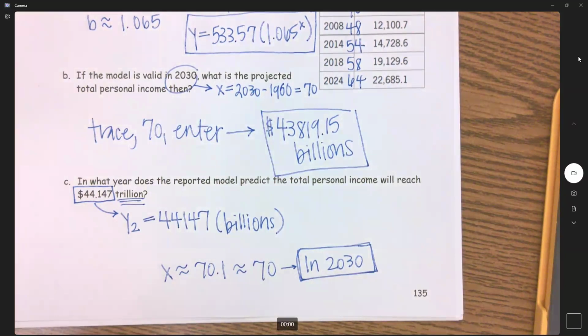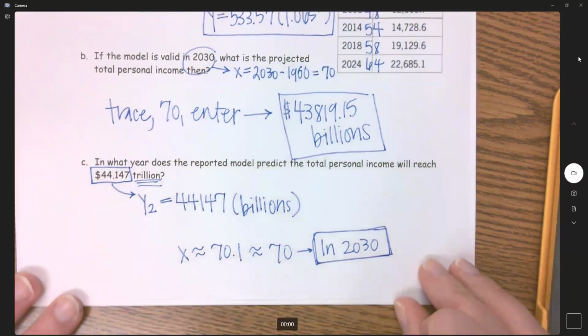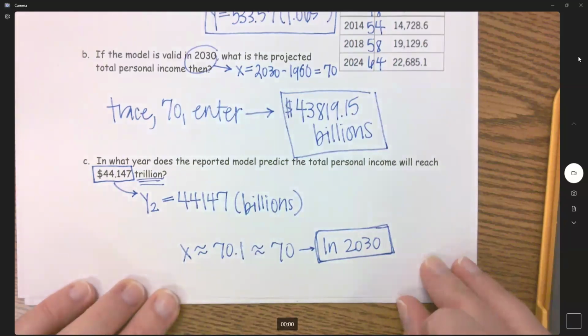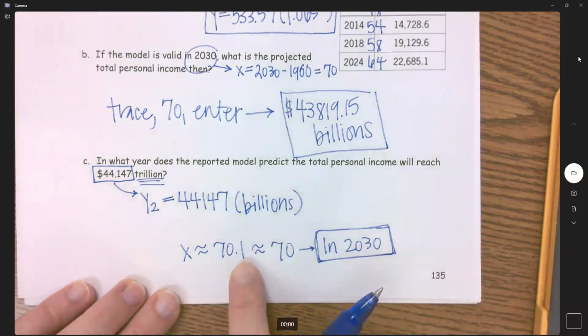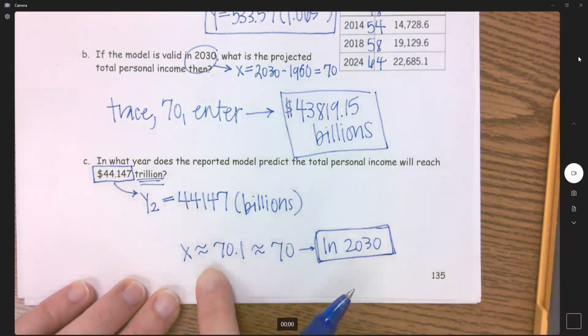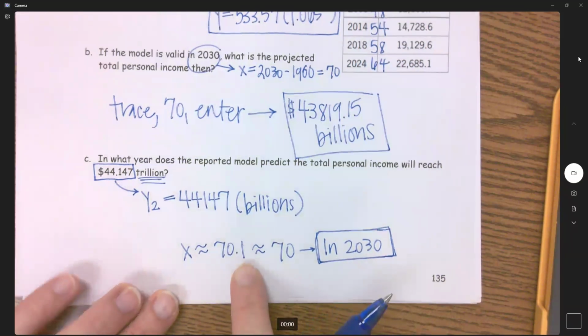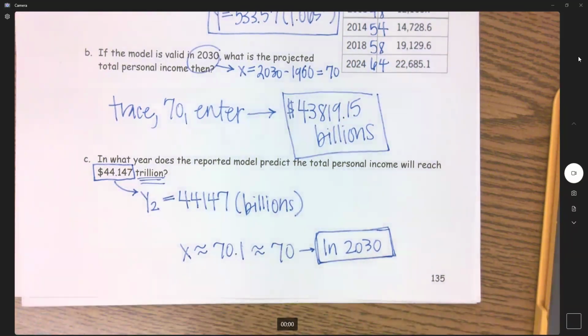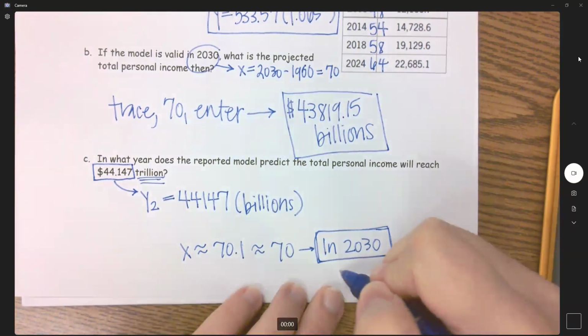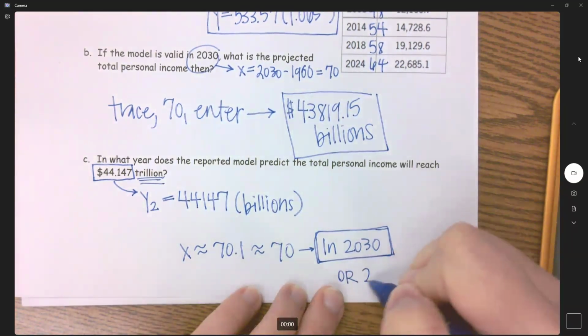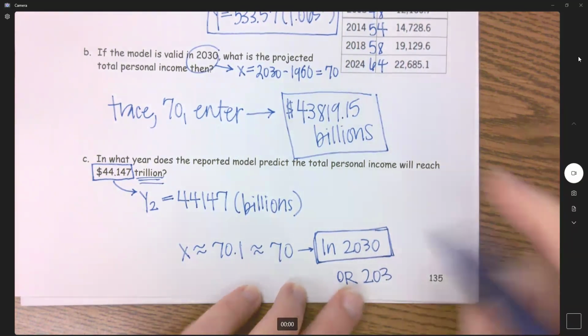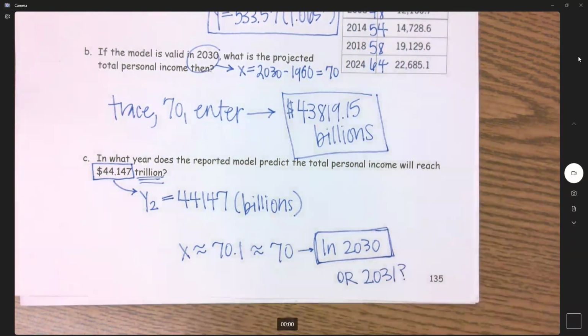It makes sense here. Now, it wants to know in what year, and sometimes specifically in these regression ones, when it wants to know what year and it's 70.1, they're saying we went the full 70 years and now we're 0.1 into that 71st year. So the answer very well could be 2031 as well. So if this one doesn't work, try that one.